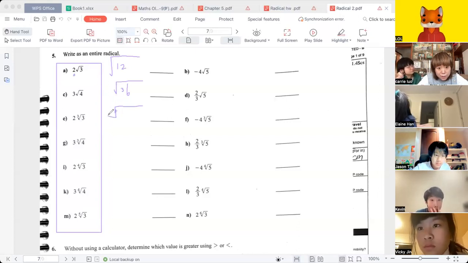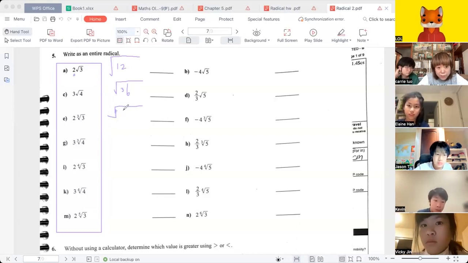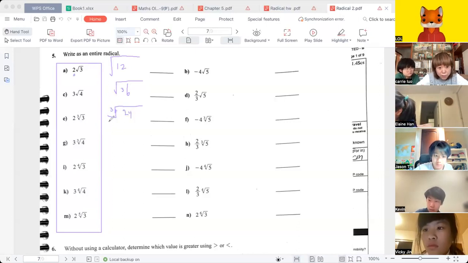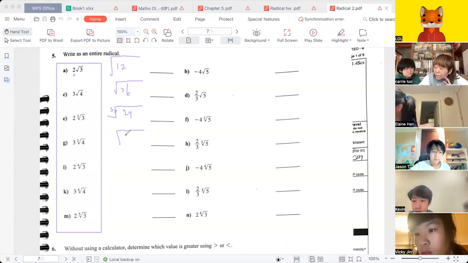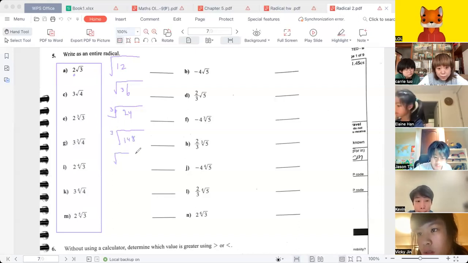24. Because it's 3 over there. So this 2 became 3 2's times together. So it's 8. 8 times 3 equals 24. 但小朋友们千万不要忘了这个数字，不要忘了给我写上去啊。Okay, so this one is what? 27 times 4 equals 148. And here is 3. Next one.